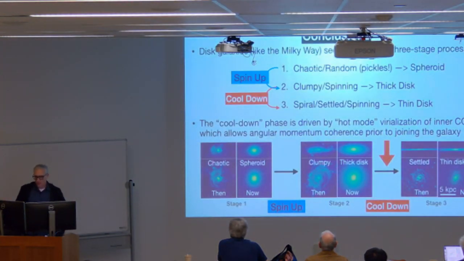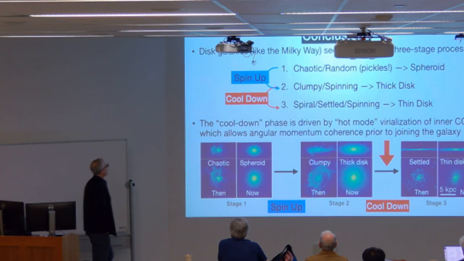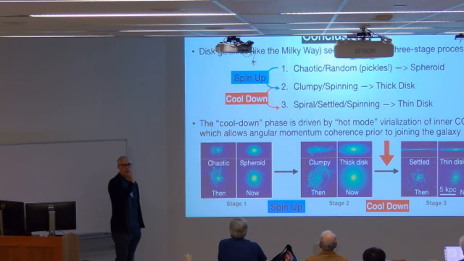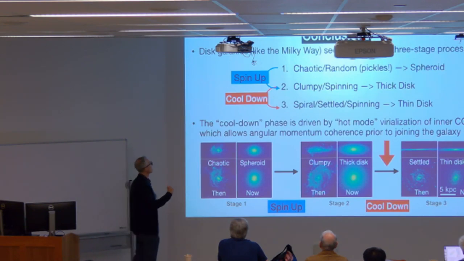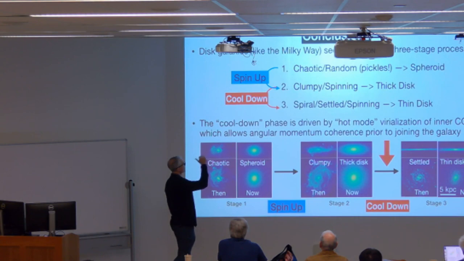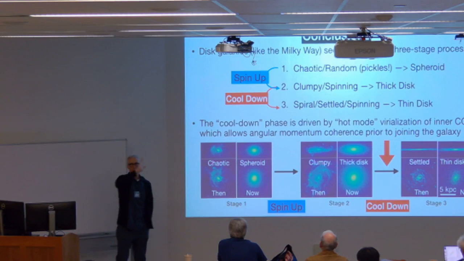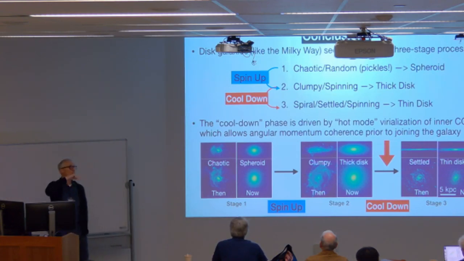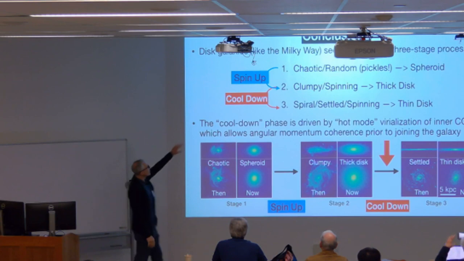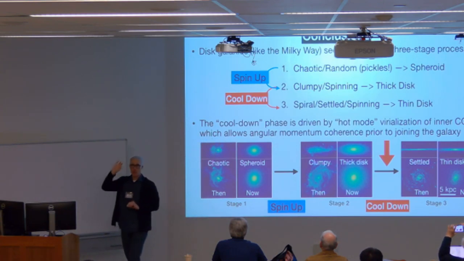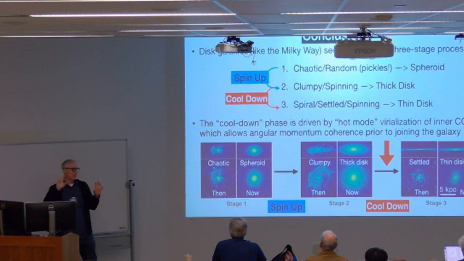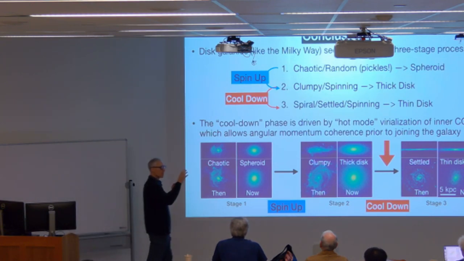So I'm going to conclude. It certainly looks like the Milky Way has undergone these three distinct stages of formation. There's this chaotic random phase, there's the thick disk phase and the thin disk phase. The transition from 1 to 2 I've called the spin up, and the transition from 2 to 3, the cool down. It's during this chaotic random phase, at least in these particular trajectories, that you see these funny shapes. You see the pickle phase, you see some of these other phases.